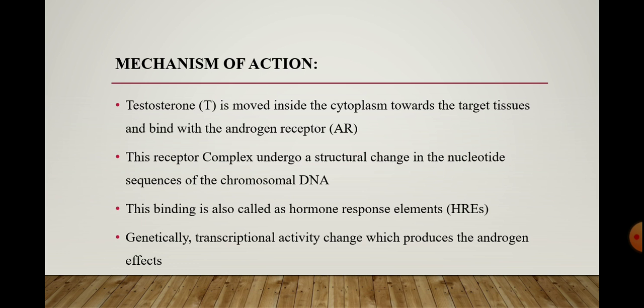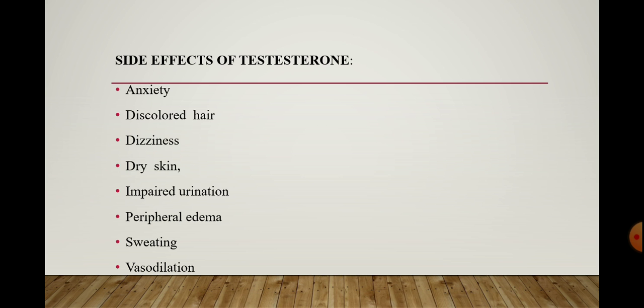Next is the mechanism of action of testosterone. It moves inside the cytoplasm toward the target tissue and binds with the androgen receptor. This receptor complex undergoes structural changes in the nucleotide sequence of the chromosomal DNA. This binding site is also called the hormone response element. The genetic transcriptional activity changes, which produces the androgen effect.